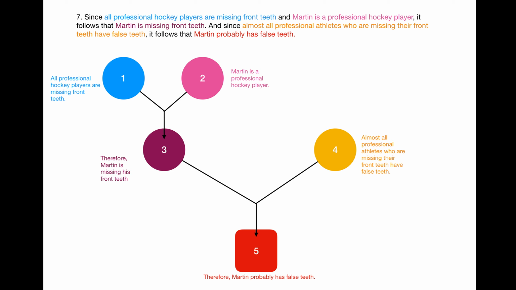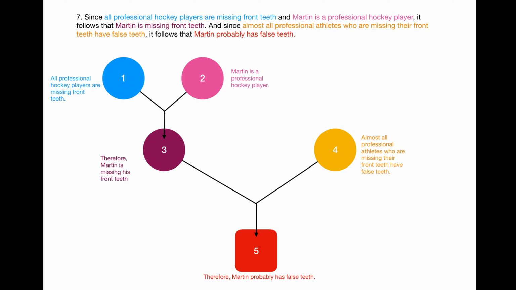All right. Number 7. Since all professional hockey players are missing front teeth, and Martin is a professional hockey player, it follows that Martin is missing front teeth. And since almost all professional athletes who are missing their front teeth have false teeth, it follows that Martin probably has false teeth. So this one really goes in order. We have it follows, it follows. So it's our last it follows that's going to be our conclusion. So Martin probably has false teeth is going to be our conclusion, okay?